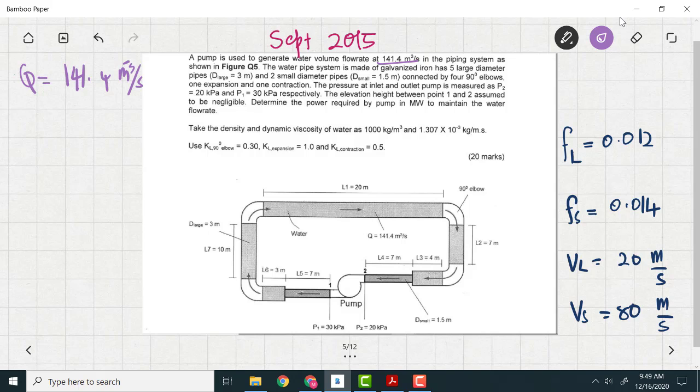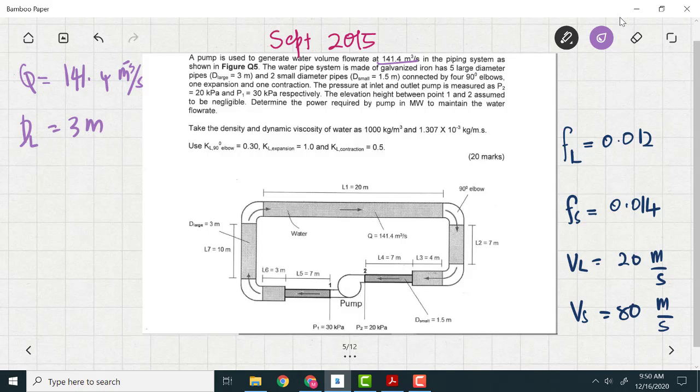Okay. And the pipe is in the figure. The water pipe galvanized iron. The water pipe buat daripada galvanized iron. And then we have a large diameter pipe. Okay, diameter yang paling besar. So diameter large kita adalah 3 meter. Okay, pipe ni besar lah sebab 3 meter diameter.